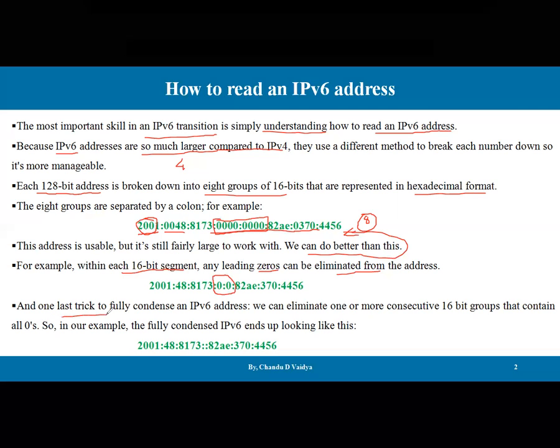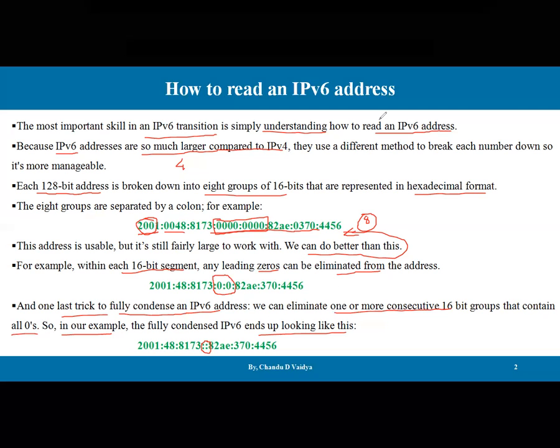And one more last trick, we can fully condense this IP version 6 address. We can eliminate one more consecutive 16-bit group that contained all zeros. So in our example, the fully condensed IP version 6 ends up looking like this. Here we have added 2 colons. Here we have added 2 colons. So this is the fairly condensed, reduced form of IP version 6. In this way, we can apply different methodologies over this.